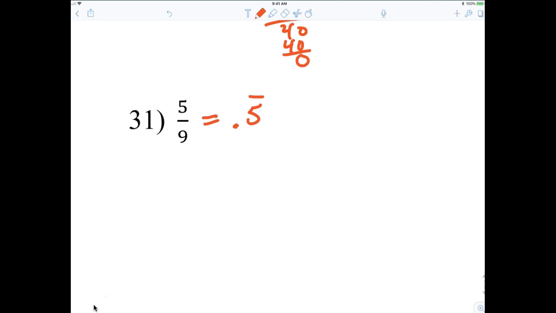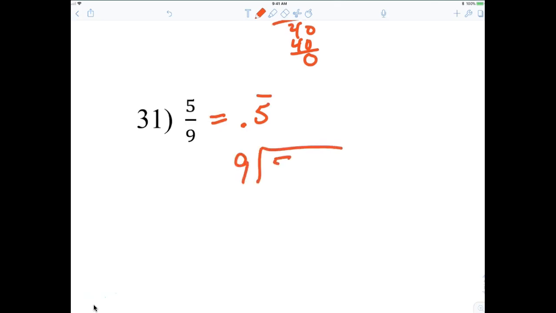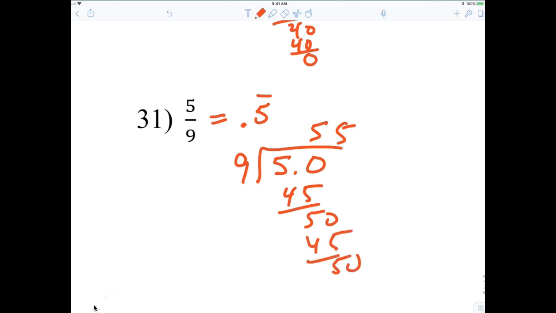Say we don't remember that, what would we do? Divide. So we would divide 5 by 9. And then that's 45, and guess what? It never ends. Anytime you have repeated numbers, there's got to be a 9 involved.